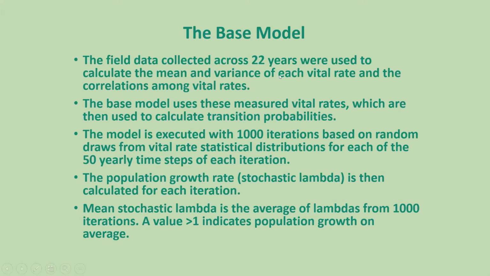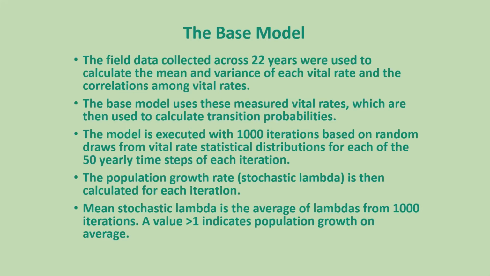They're correlated because they're driven by the same precip patterns. So we use these measured vital rates and then calculate the transition probabilities. The vital rates are statistical distributions. They have a mean, a variance, and a set of correlations. So then we use those to calculate the transition probabilities for each time step of the model, which is 1 year.